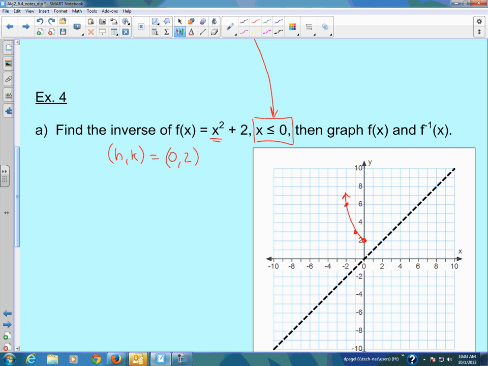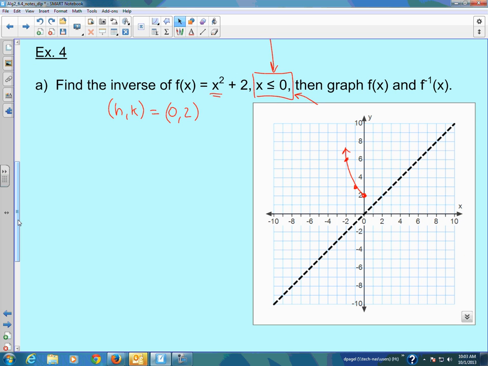We're not seeing the other side of the parabola, again, because of this restriction right here. I don't see anything to the right of 0. So by doing that, I'm now able to take those coordinates and generate a reflection that shows me I have an inverse relationship.